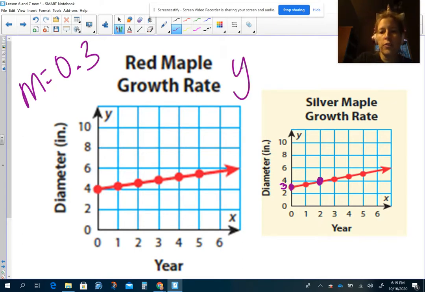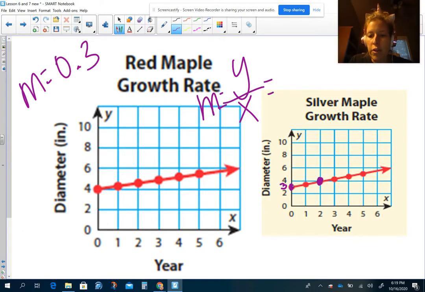I want to focus on my y over my x, okay? My change of y over change of x. I'm going from a 3 to a 4. So how did I change from a 3 to a 4? I went up 1. My vertical change is 1. Now let's find my horizontal change. So I'm going from a 0 to a 2. Always look at your numbers on your graph.